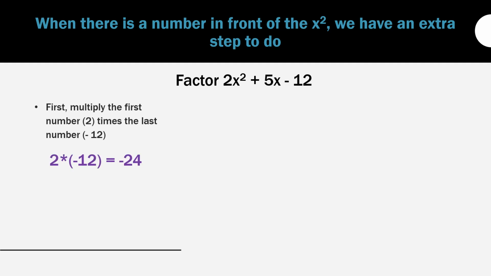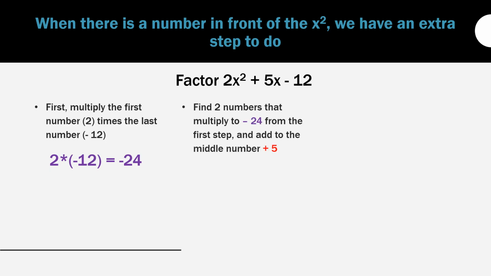Okay, you're still going to ask yourself, okay, 2 times negative 12. That's the first term and the last term. Multiply them together. That's a negative 24. So that's kind of an extra step we haven't done before. So find two numbers that multiply to a negative 24. Not the negative 12 like we saw in the first problem. This time you multiply the 2 in the front times the negative 12 in the back. Two numbers that multiply to a negative 24, but hey, it still adds to the middle term, the positive 5.